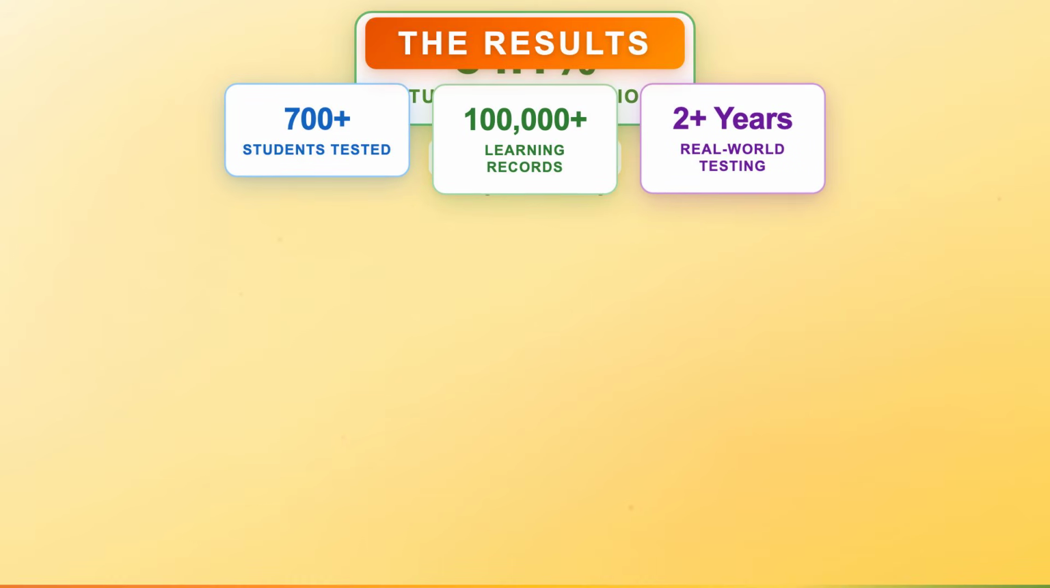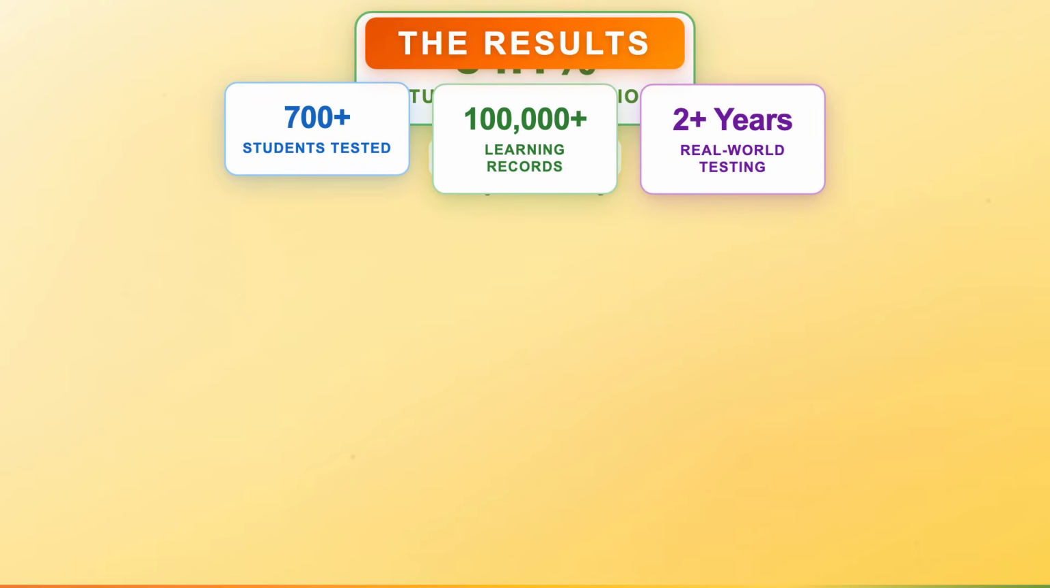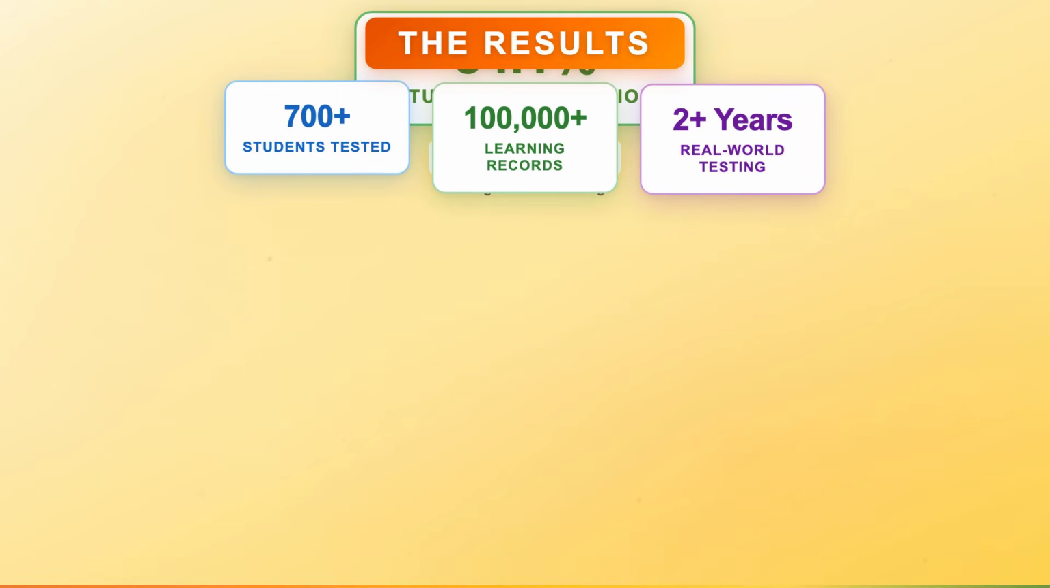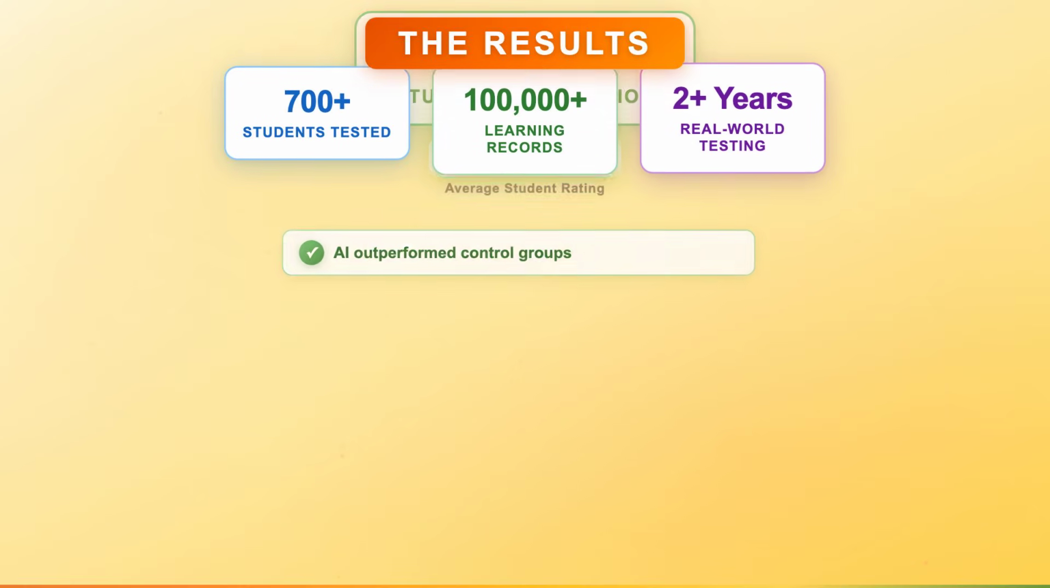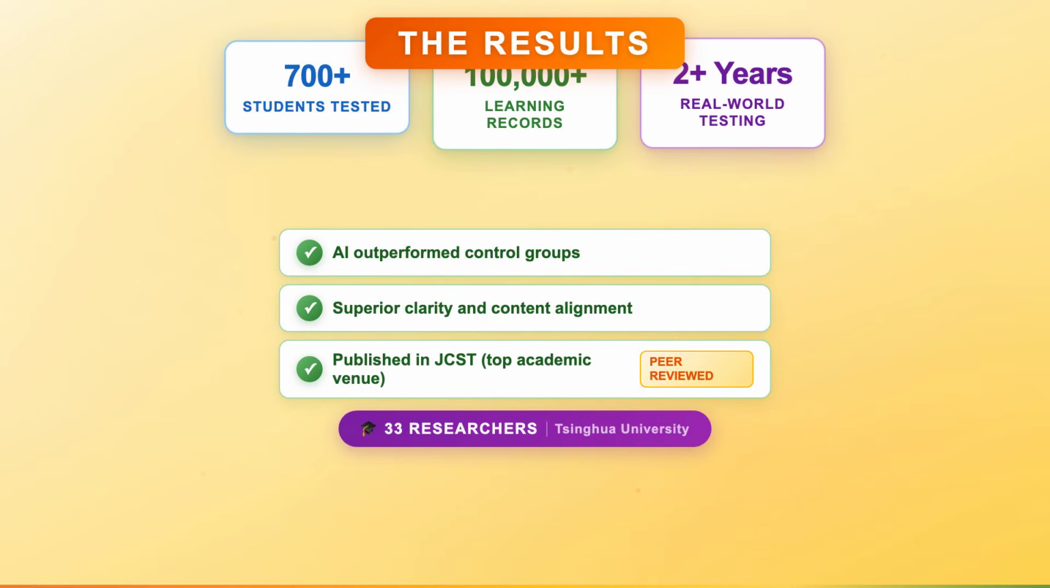AI taught groups slightly outperformed control groups in learning outcomes. Let that sink in. AI teaching performed at least as well as, and in some cases better than, traditional instruction. Their generated lecture scripts showed superior performance in clarity and content alignment compared to existing methods. And the paper was published in the Journal of Computer Science and Technology, a top academic venue.